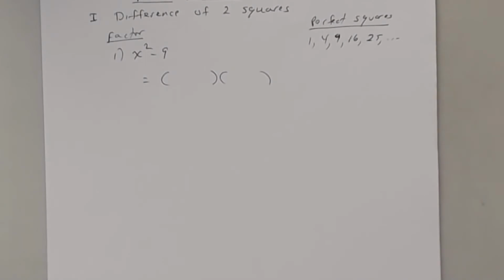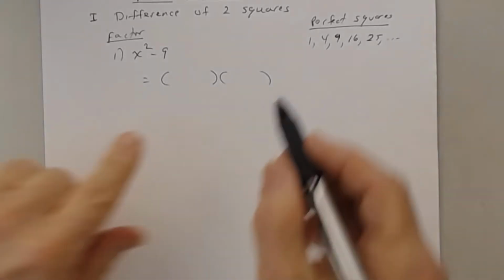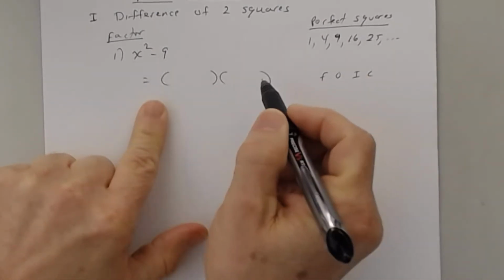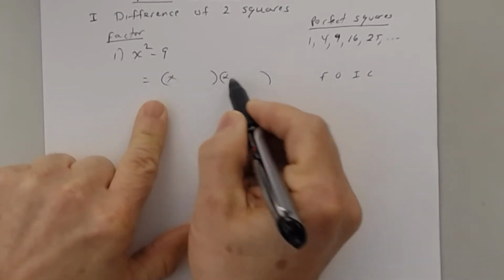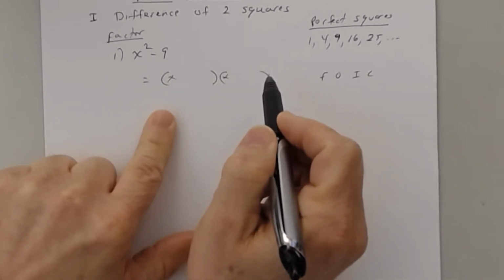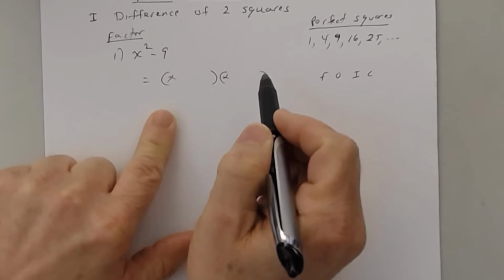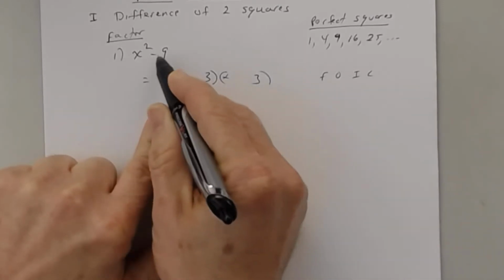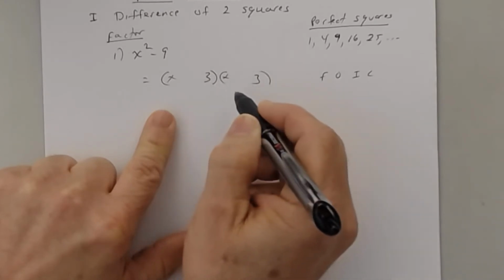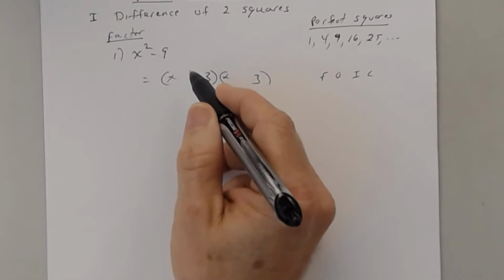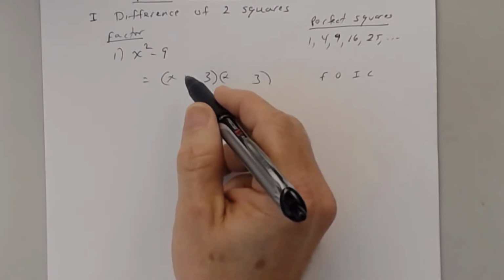Well, you can kind of guess as to what this may be, just like before when we did the FOIL method. When you looked at FOIL, what times what is x squared? X. What times what is 9? 3 and 3, 9 and 1. What do you want to try? 3 and 3. Now, the last sign is negative. What does that imply about the signs in here? They're different. And you might say, but there's no middle term. Well, that's okay. There doesn't have to be a middle term.